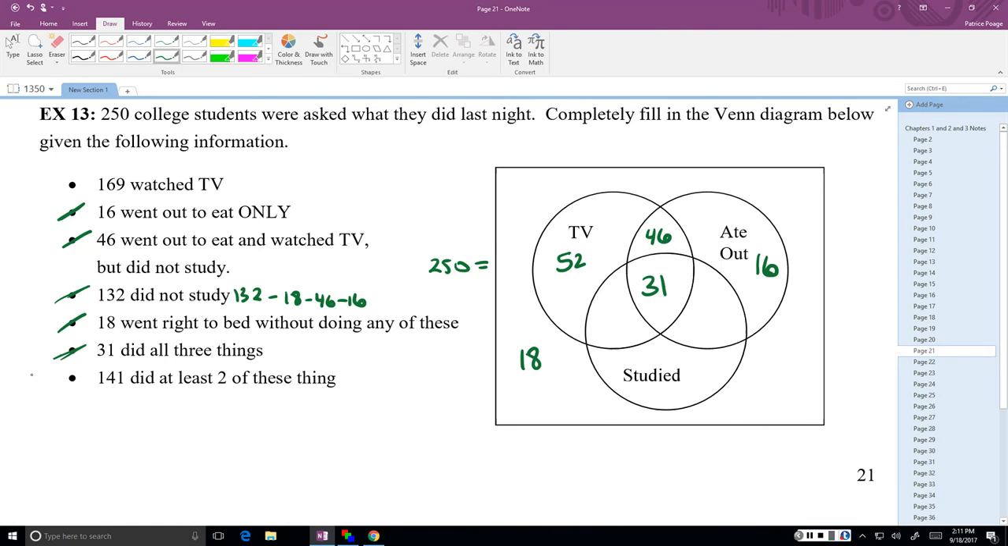So second time through, 169 watch TV. Can I do that one now? Yes. So I'll do 169 minus the numbers already in the TV circle, and that's going to leave me with 40. 141 did at least 2 of these things. So that means they either did exactly 2 or all 3. Can I do that one now? Yes. So I'll do 141 minus 46 minus 40 minus 31, and I will get 24.